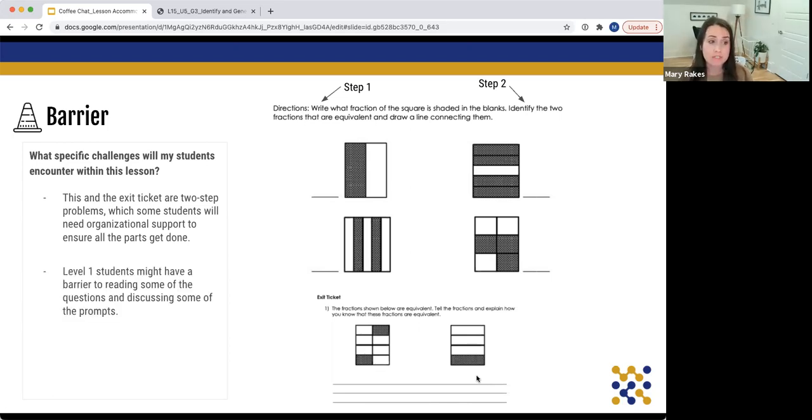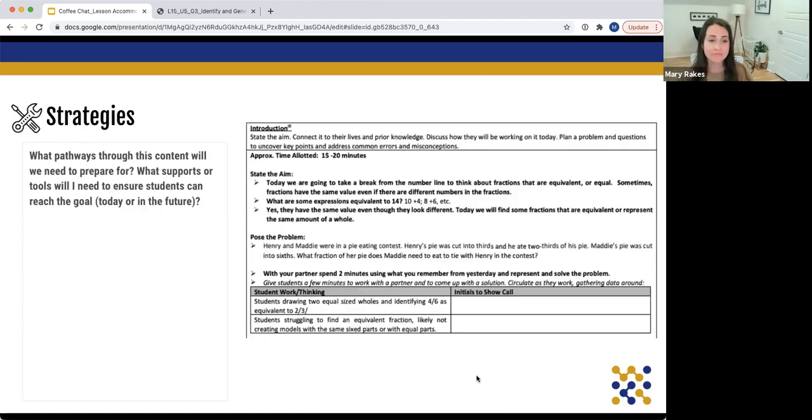Also, one of my students, that level 1 student, might have a barrier to reading some of the questions and discussing some of the prompts because there are quite a few things that keep popping up that are text heavy.